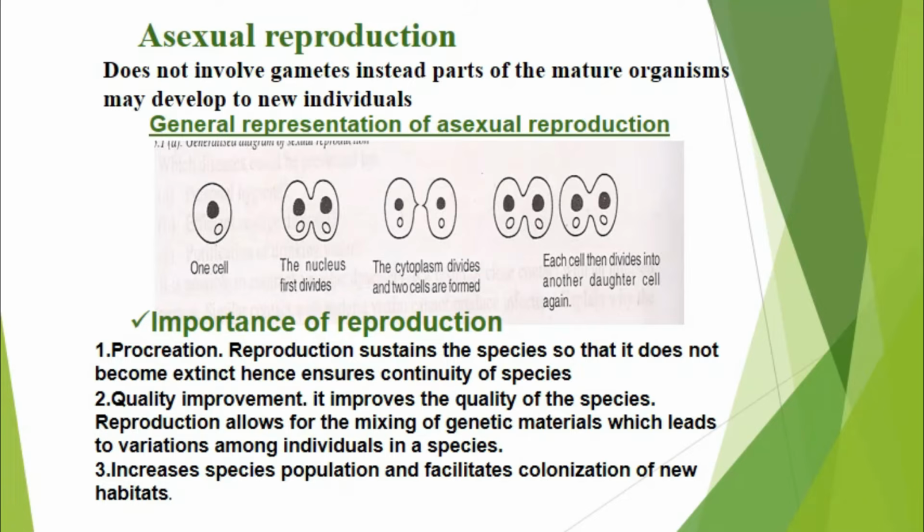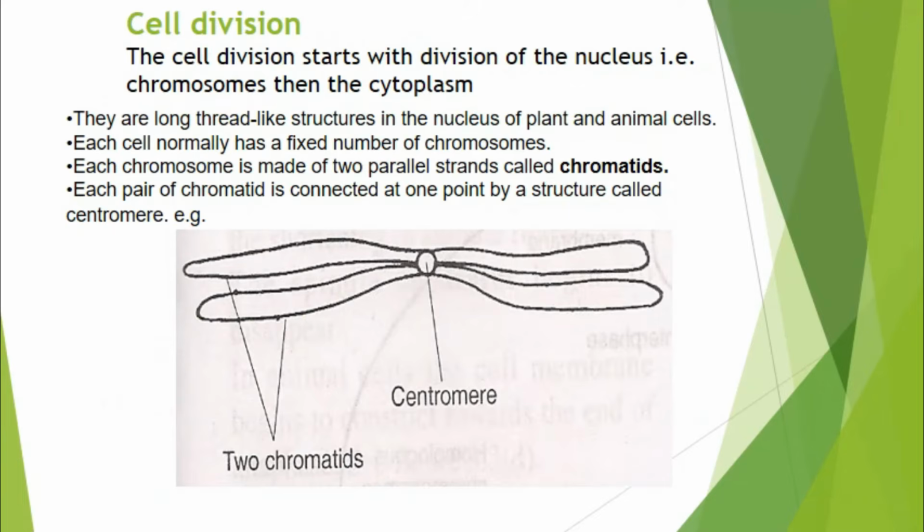Now in our next slide we will see cell division. So we'll talk about cell division here. What does it mean? As the name suggests, it is whereby cells divide into millions of other cells. Cell division usually starts with the division of the nucleus. That's a point to note: the division of a cell begins with the nucleus.